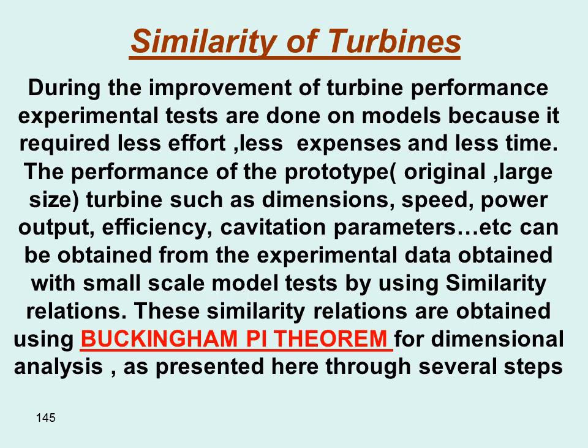large size turbine, like the performance, dimensions, speed of rotation, power output, efficiency, cavitation parameter, etc., can be obtained from the experimental data obtained with small-scale model tests by using similarity relations. These similarity relations are obtained using Buckingham Pi theorem for dimensional analysis as presented here through several steps.